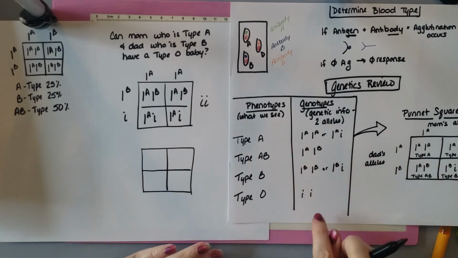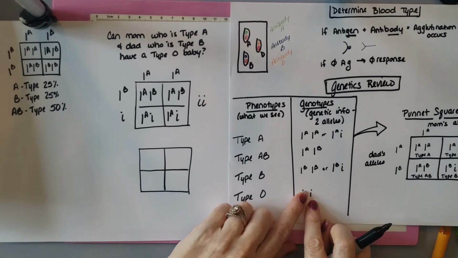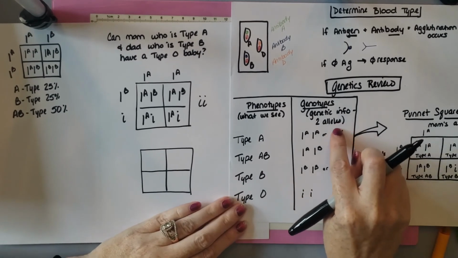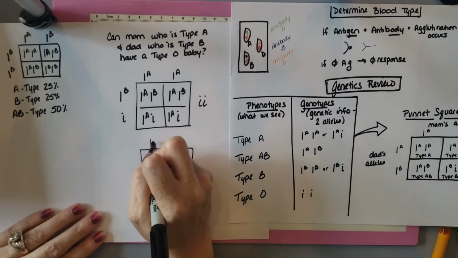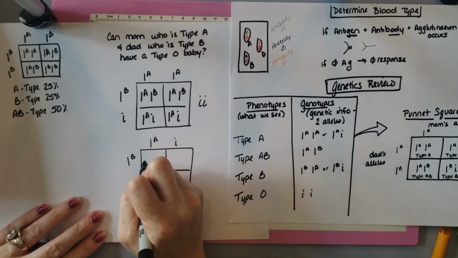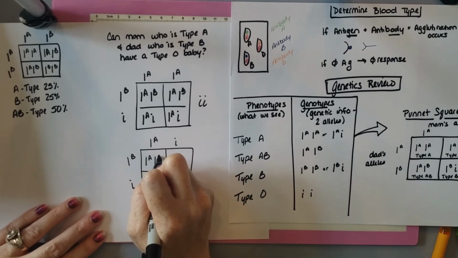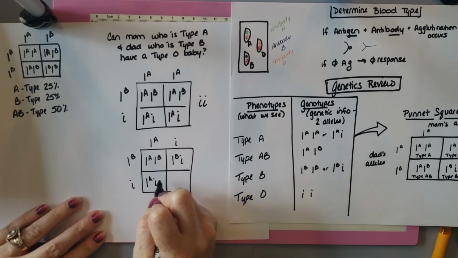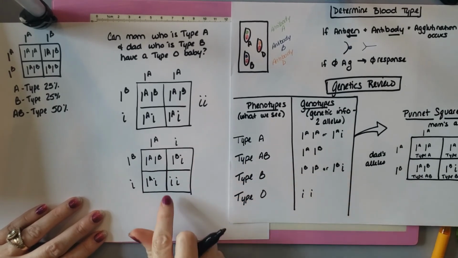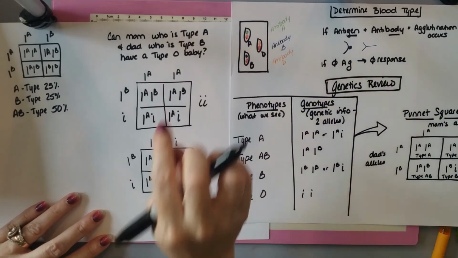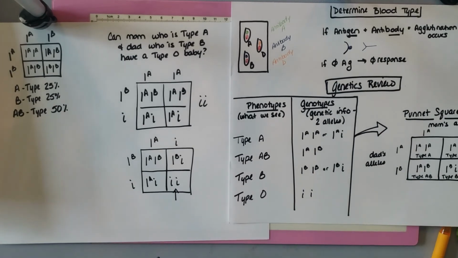Okay, so since we know we need a little i from, essentially, a little i from mom and a little i from dad, let's take this one and this one. So 1A, little i, 1B, little i, 1A, 1B. Now we combine them. 1B, little i, 1A, little i, and then little i, little i. This way, yes, the mom and dad with a blood type of A and a blood type of B can have a baby who is type O.